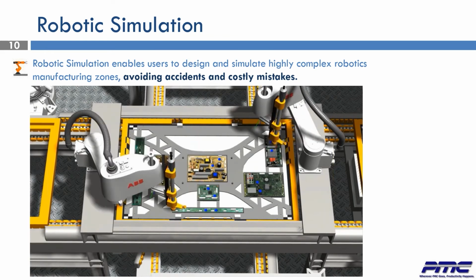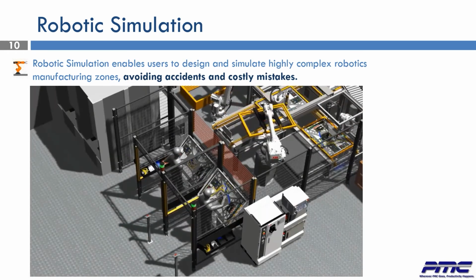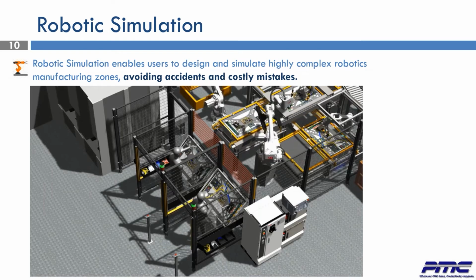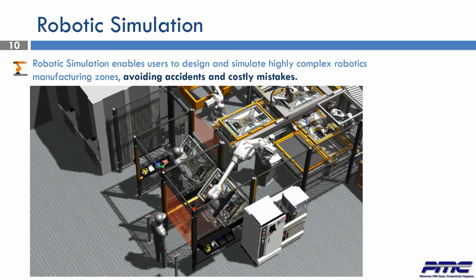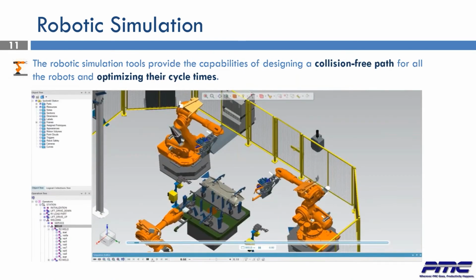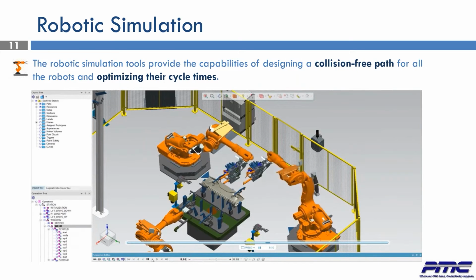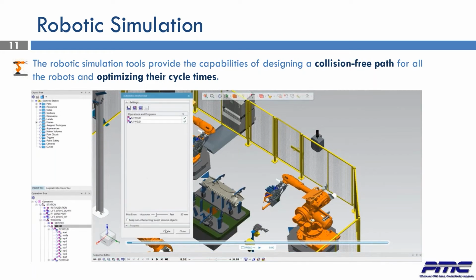In this specific case, we have a robotic cell with some robots from the ABB manufacturer working on the assembly of plasma TVs. Within robotic simulation applications, we can create the entire trajectory that the robot must perform, and we have all the necessary tools to design a collision-free path and optimize its cycle times.